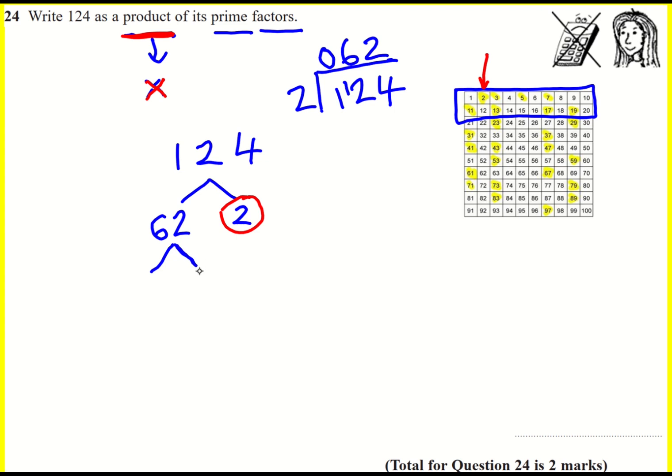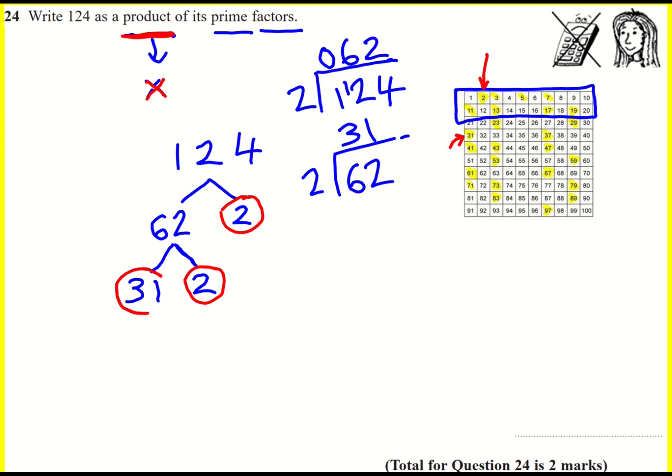Now, 62, again, it's an even number, so 2 is an easy win. And I already know that 2 is prime. And I'm going to do 2's into 62. 2's into 6 go 3. And 2's into 2 go 1. So 31 is on the other branch there. Now I can see here that 31 happens to be prime, so I'm going to put a circle around it there.